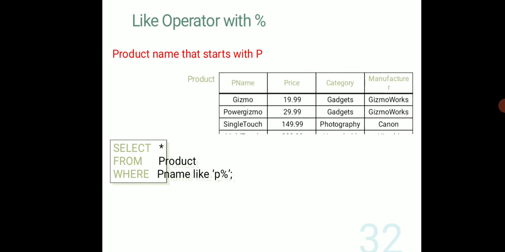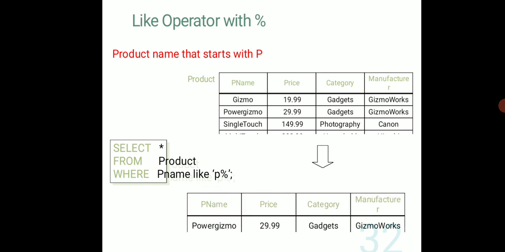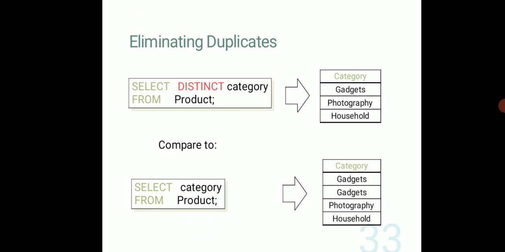So see here, this is your table. So this is your output. All the product names that start with P, those row tuples will be displayed here, right? So this is the output by using the like operator with percentage. Next, eliminating duplicates. It will eliminate the duplicates by using the distinct keyword. Select distinct category from product. So automatically it will delete the duplicated attributes.